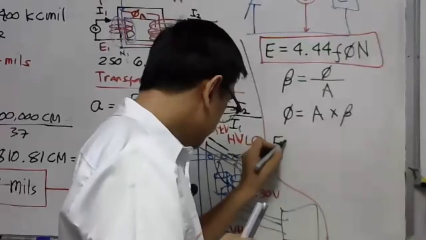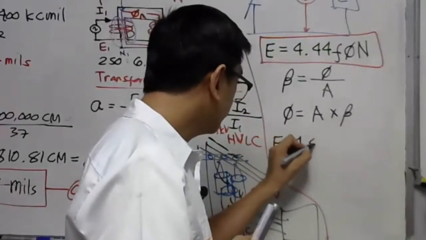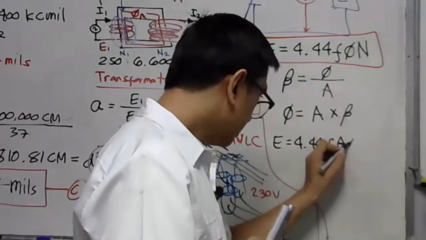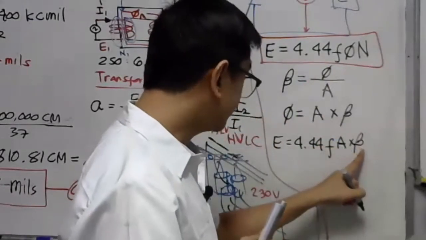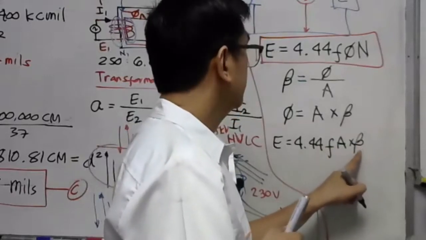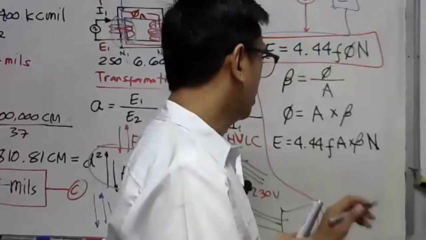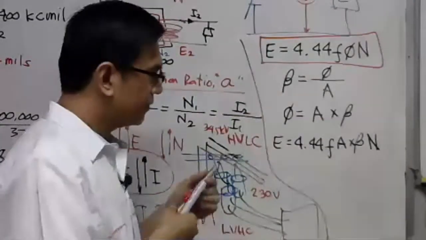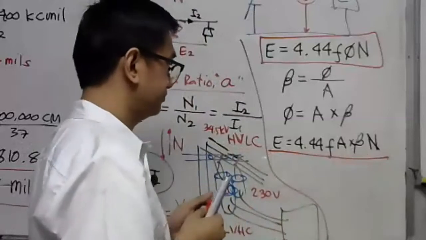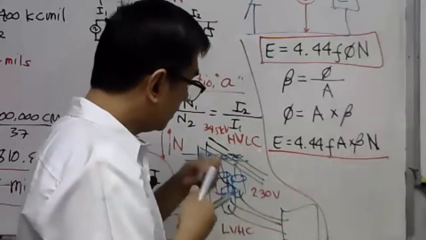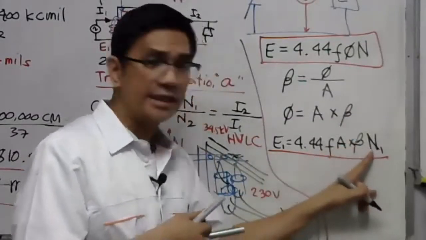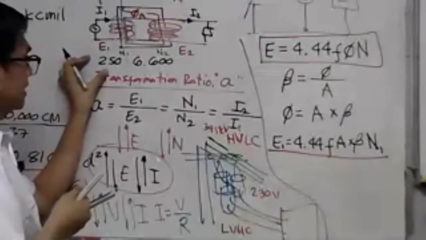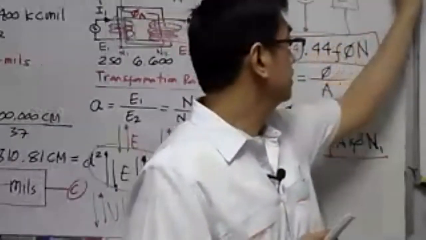Now, I will just substitute A times B for the magnetic flux here. So we have E equals 4.44 times the frequency times the area multiplied by the flux density in Tesla, and then the number of turns. All multiplication here. I will make use of this formula. This will be our working formula for this problem. So we have primary here. Remember, the unknown here is our N1. What is our E1 in the problem? Our E1 is 250. So I will just put here 250.